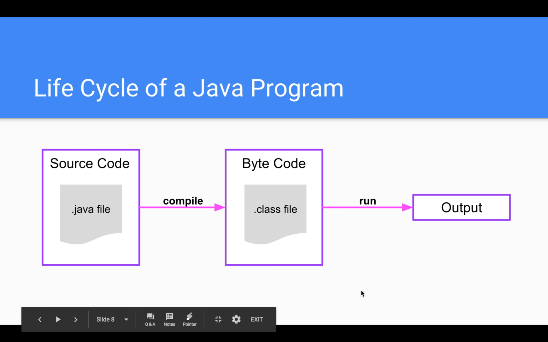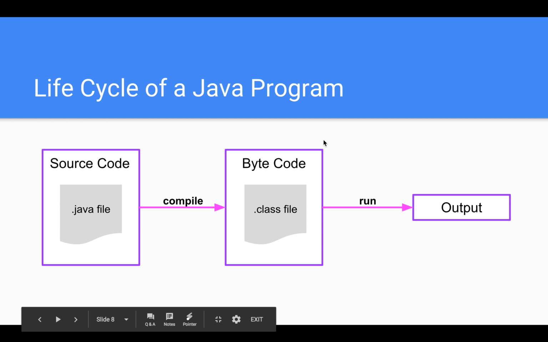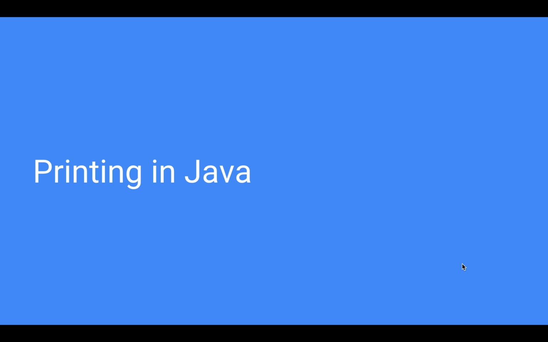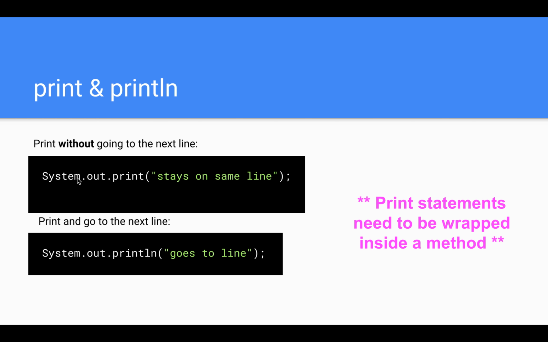So the life cycle of a Java program would be source code, which is the Java file, and then it's compiled into bytecode, which is the .class file, and then when it's run, you get the output from the program. So, printing in Java, which is pretty much all we're going to go over in this tutorial because it's the most basic thing. There's print and println. If you want to print without going to the next line, you just use System.out.print and then open parentheses, open quote, whatever you want to print, close quote, close parentheses, semicolon.